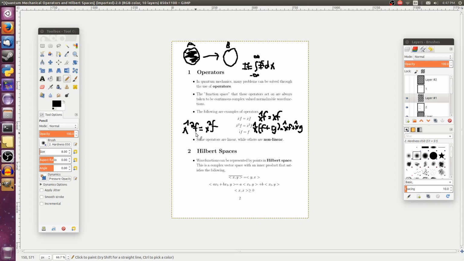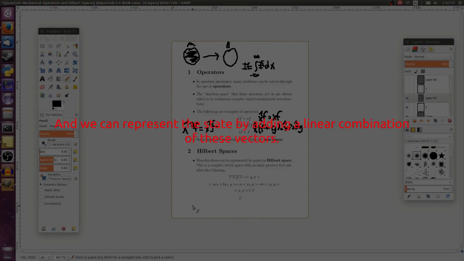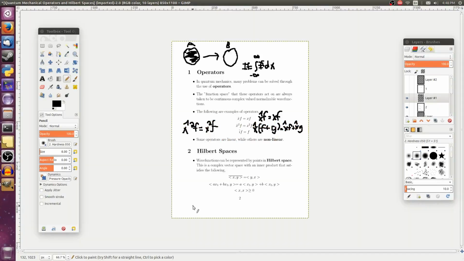So now to move on to Hilbert spaces, we're going to represent our wave functions as points in a Hilbert space. A Hilbert space is a complex vector space. In linear algebra, you've got a real vector space where you can add up vectors and all that nice stuff. In a Hilbert space, instead of it being a real vector space, you can multiply your vectors by complex numbers, where these vectors are going to be wave functions. And it's going to be equipped with something called an inner product that lets you do these three operations right here.